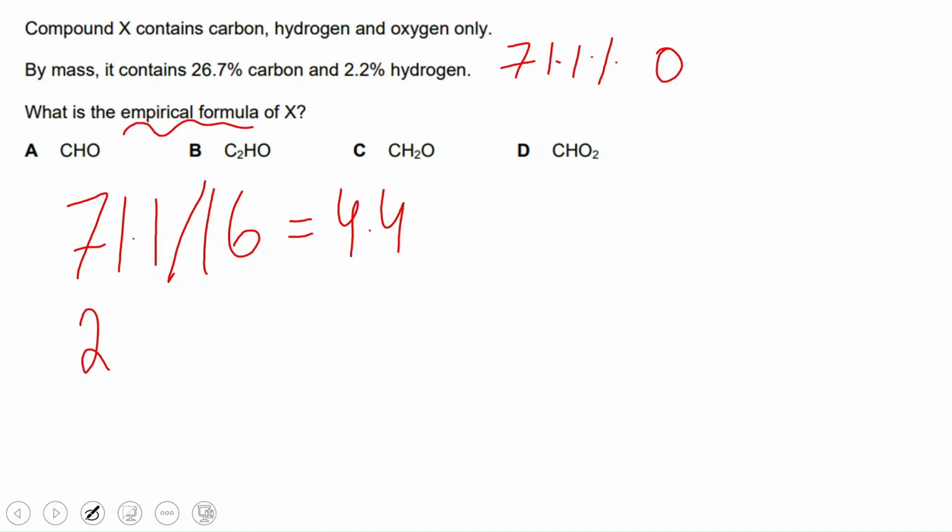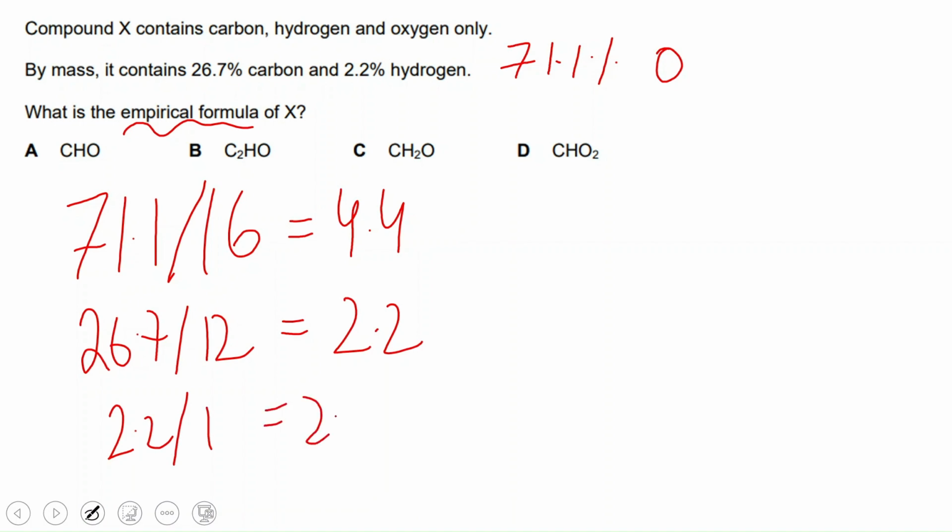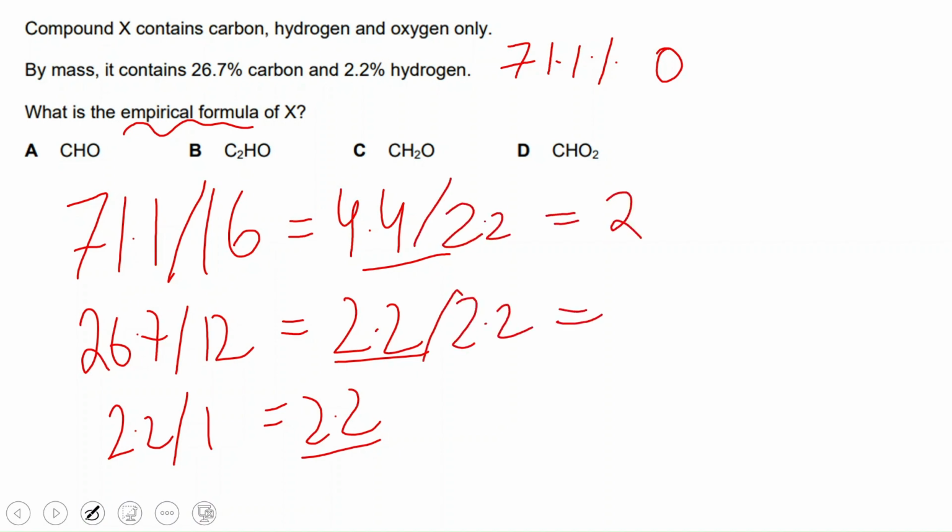Carbon is 26.7, so 26.7 divided by 12 is 2.2, and hydrogen is 2.2 divided by 1, so that is 2.2. Now the next thing is to take the lowest of these three, which is 2.2, and divide all of them, all these three, by 2.2. So this divided by 2.2 is 2, divided by 2.2 is 1, divided by 2.2 is 1.